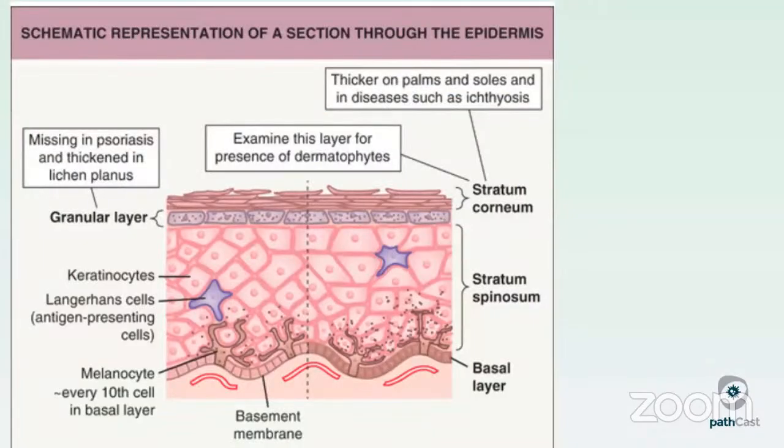So starting with our schematic representation through the epidermis, the epidermal layers from the surface are the stratum corneum, the granular layer, the stratum spinosum, the basal layer. Normally, differentiated keratinocytes require about 2 weeks to exit the nucleated compartment and go into the cornified layer, the anucleate layer, and then they spend an additional 2 weeks approximately in the cornified layer before they are shed.